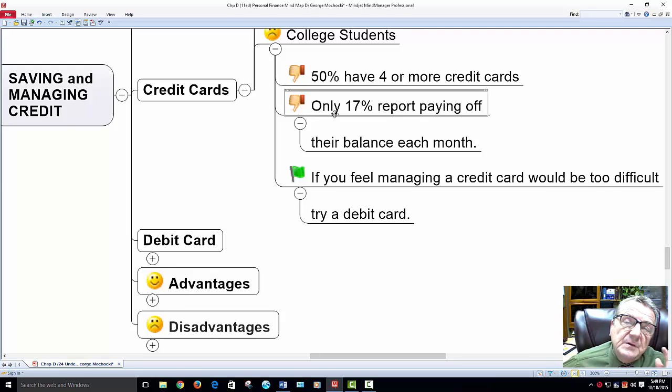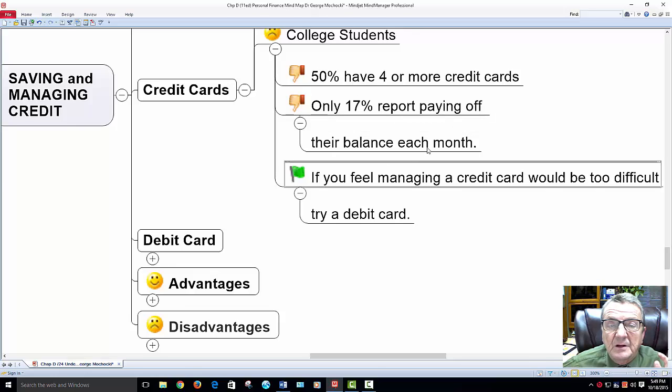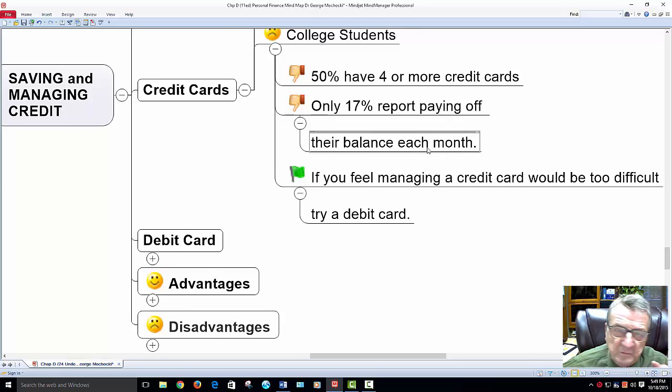Okay, only 17% report. When we're talking personal finance, I can tie that in. We all have to look at different things and have a strategy. Only 17% report paying off their monthly balance each month. I always try to pay off more. Try to get your credit cards under control when you have them, and it works out well.